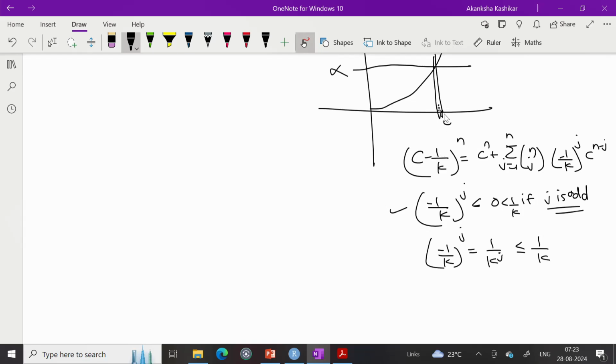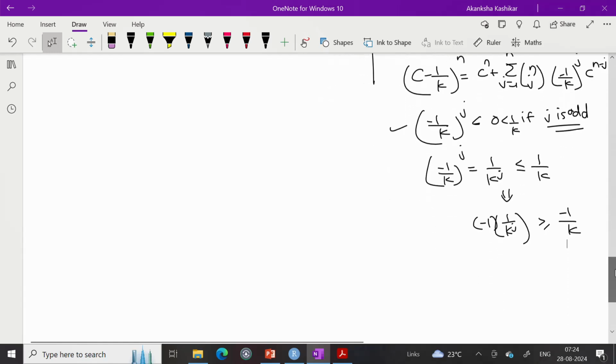But what happens if j is even? If j is even, then minus 1 by k raised to j is basically 1 by k raised to j, okay? So this I know is less than or equal to 1 by k, okay? But now what I want is, I want c minus 1 by k raised to n to be greater than alpha, okay? I don't want it to be smaller than alpha anymore. So I need a reverse inequality here.